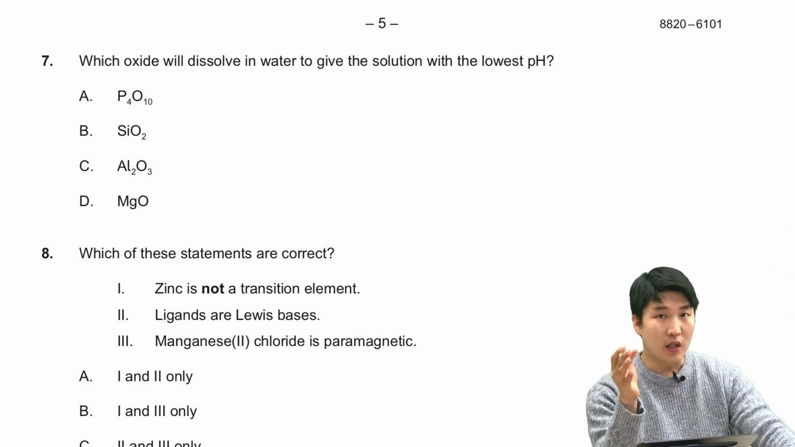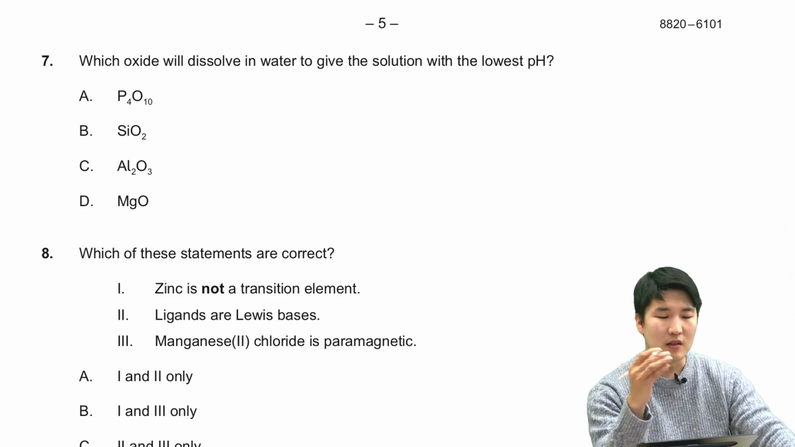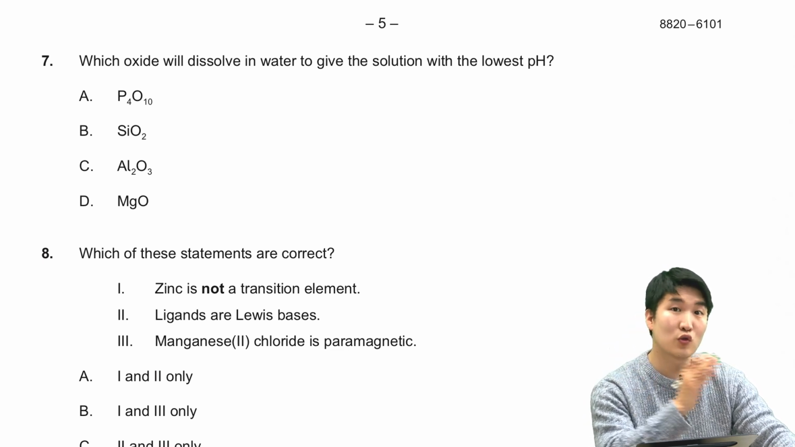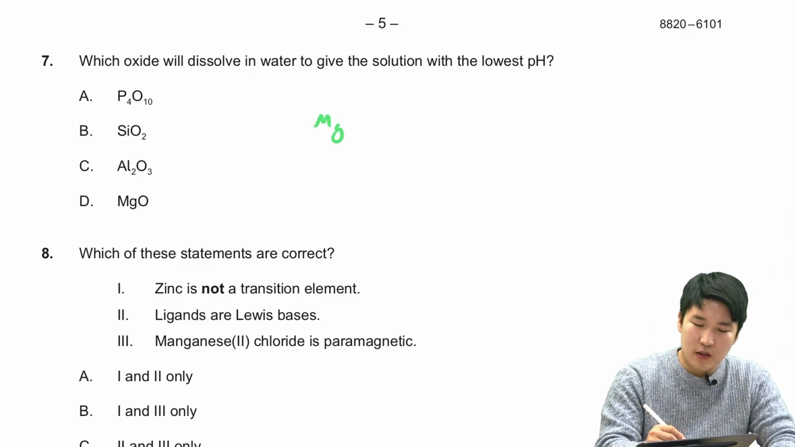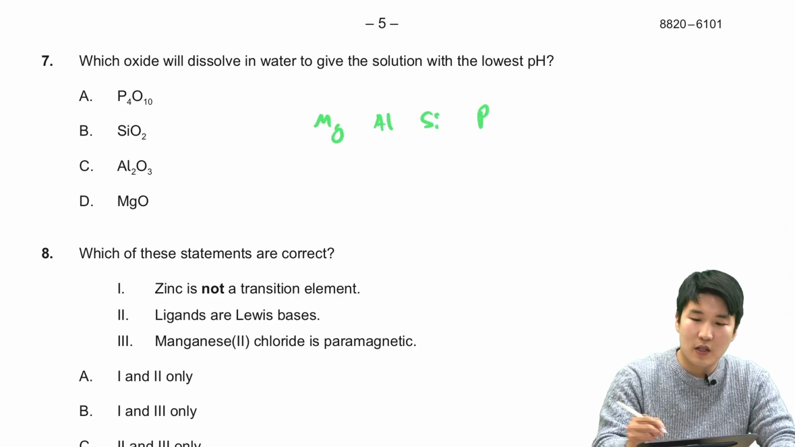Oxides of period 3: phosphorus, silicon, aluminum, and magnesium. These are successive elements of period 3, right? From group 15 to 2. Magnesium, aluminum, silicon, phosphorus. To the left of magnesium, we would have sodium. To the right of phosphorus, we would have sulfur and chlorine.